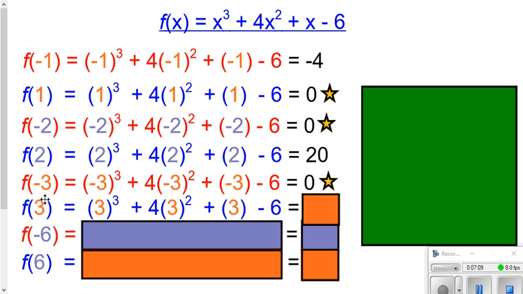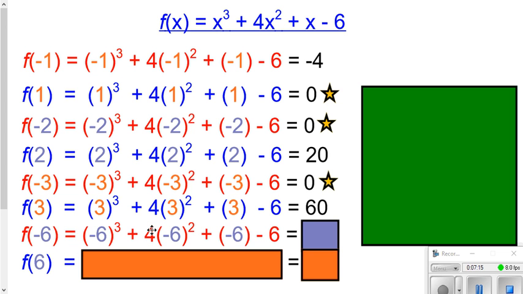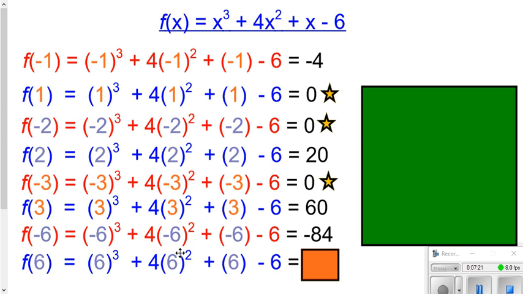Next, we try positive 3. Evaluate it, it doesn't work. Next, we try negative 6. Plug it in and evaluate it, it does not work. Lastly, we try positive 6. Plug it in and evaluate it, it does not work.